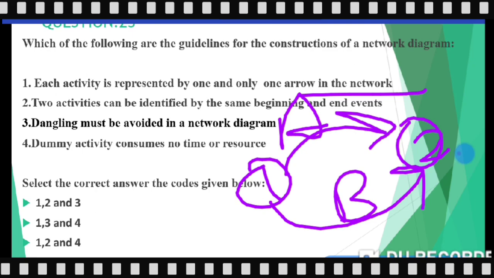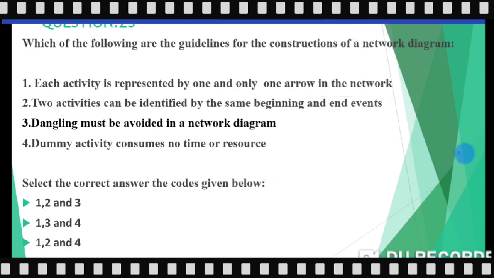So 2 activities A and B can be identified by the same beginning and end. Is it possible for a network diagram? Please remember, I have told you earlier that this is not possible, because 2 activities cannot have the same beginning and end. So statement 2 is wrong. We will not have a guideline as given in statement 2. Now come to the third one.